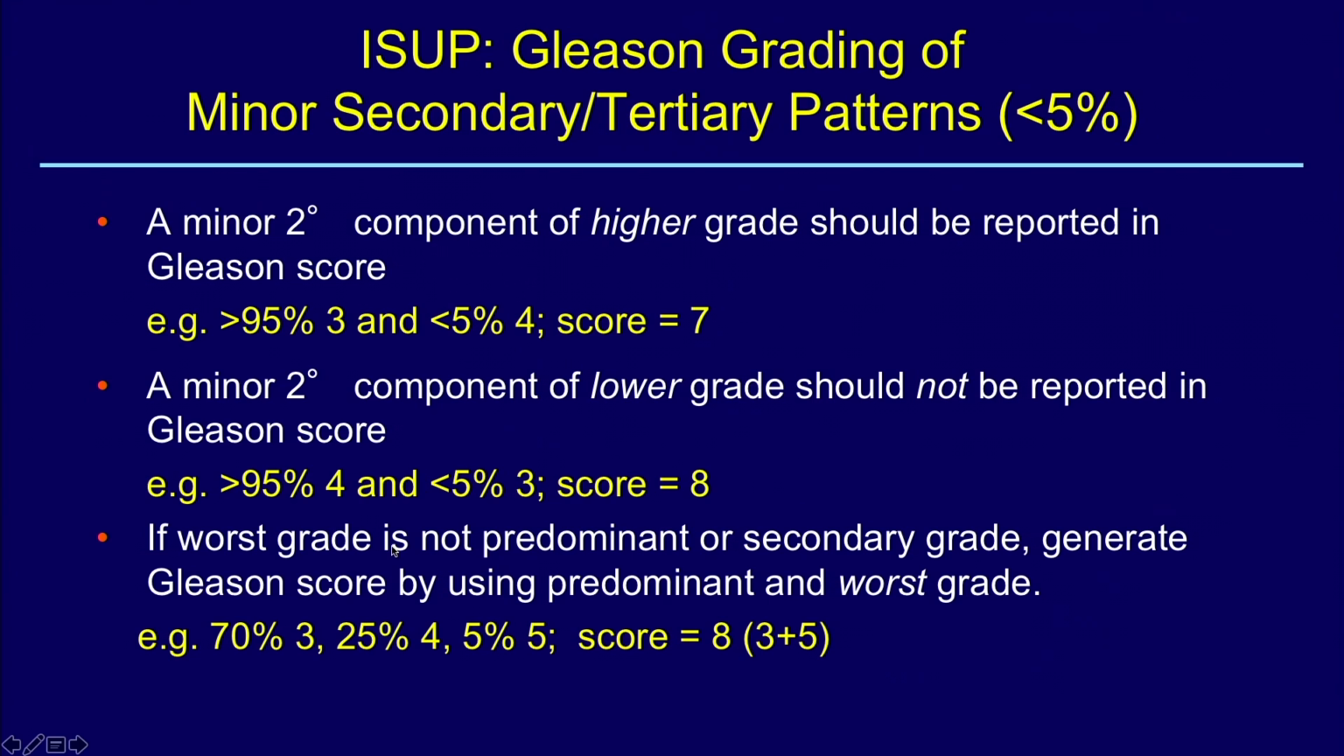And if the worst grade is not the predominant or the secondary, now this happens very rarely in a needle biopsy of the size that we have, but sometimes it does. So if you've got a tertiary component, that should be included if it's of higher grade. So if I've got 70% pattern 3, 25% pattern 4, 5% pattern 5, I should call this a 3 plus a 5, not a 3 plus a 4.